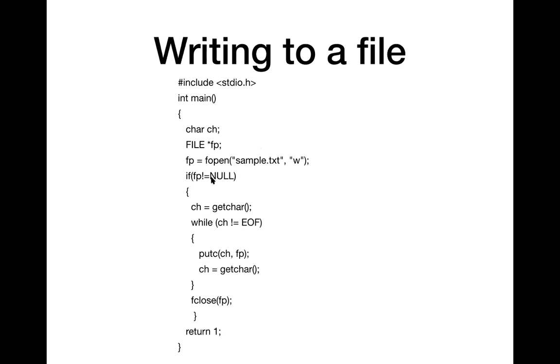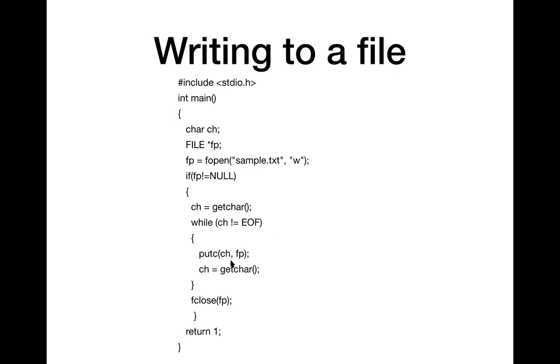Again, check whether the file has been created properly. If it is not equal to null. Now, getchar, to get the character from the user. Whatever the character the user gives, that will be assigned to CH. Now we are going to check whether CH is not equal to end of file. In that case, put the CH into FP, the file.